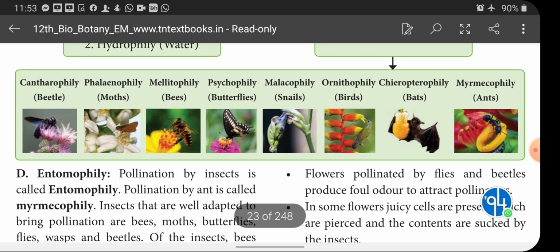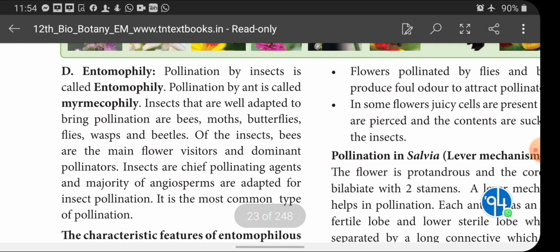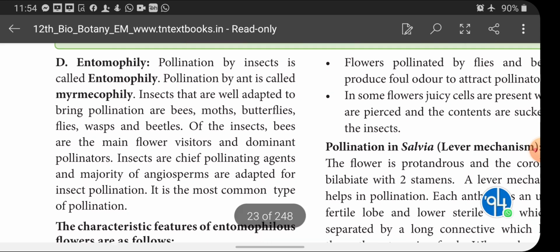Okay. Next, Entomophily. Entomophily you know very well. Pollination by insects is called Entomophily. Pollination by ants is called Myrmecophily. Insects that are well adapted to bring pollination are bees, moths, butterflies, flies, wasps and beetles. Of the insects, bees are the main flower visitors and dominant pollinators. Insects are chief pollinating agents and the majority of angiosperms are adapted for insect pollination. It is the most common type of pollination.